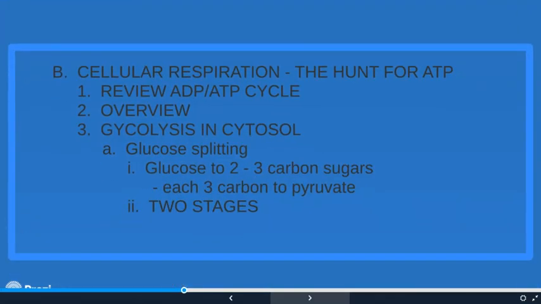Now we're going to take a look at the three steps that cellular respiration goes through to supply us the most amount of energy possible.